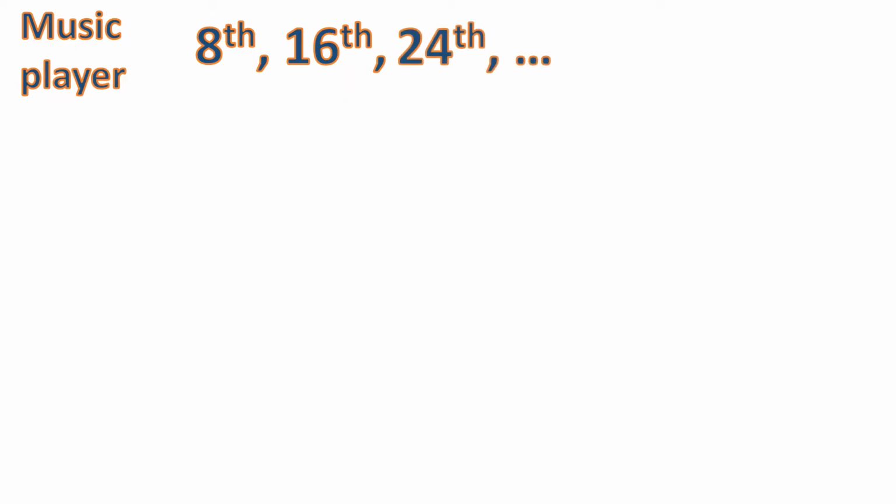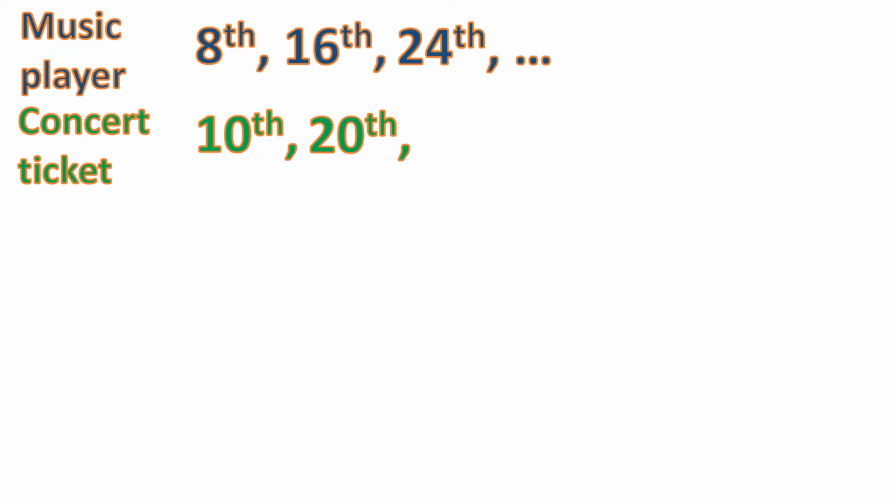So the problem is like this. Here's the music player and how you will win it. You will be the 8th caller. Next will be the 16th caller. Next will be the 24th caller, because it's every 8th. And also for the concert ticket, you will win if you are the 10th caller, and then after that, the 20th caller and the 30th caller.